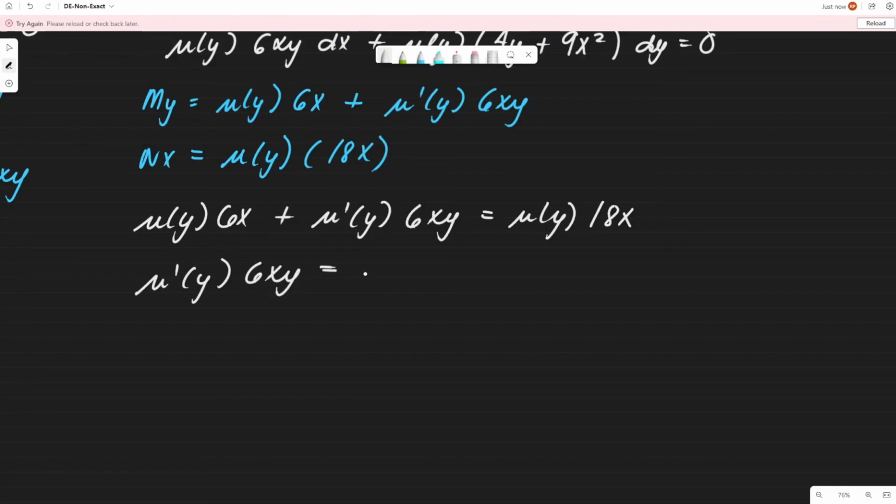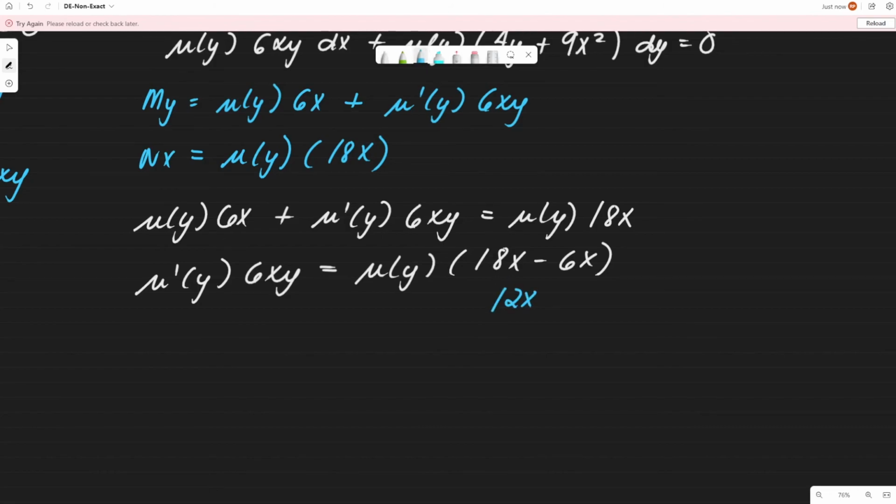6xy is equal to mu prime of y, no, we have 18x minus 6x. Okay, kasi nga tinranspose natin, so magiging negative mu of y 6x. Factoring out mu of y, we have mu of y multiplied to the quantity of 18x minus 6x. This is equivalent to 12x.